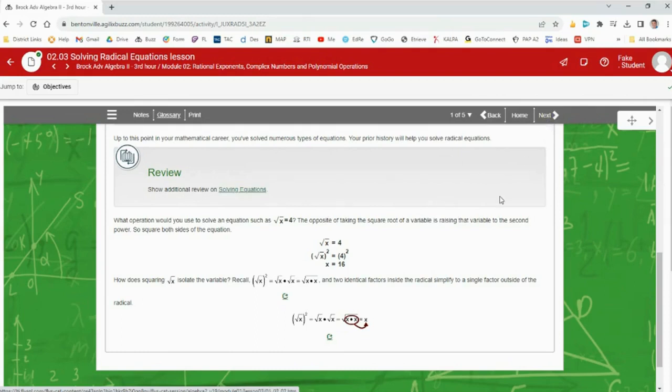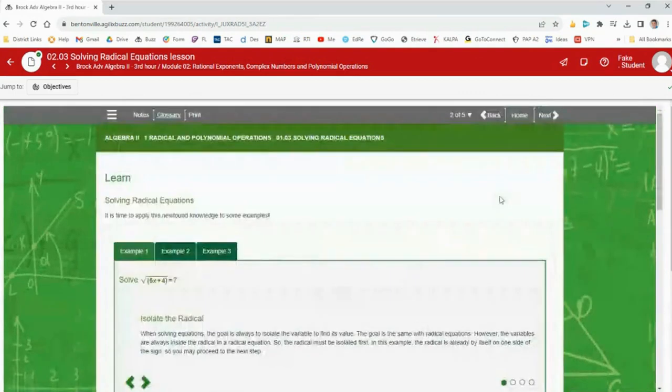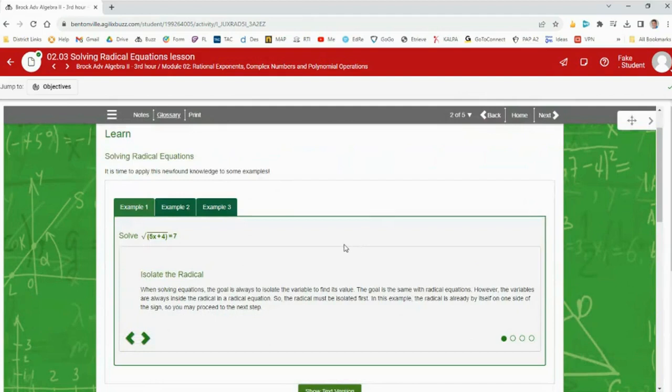All right, let's look at our lesson here. That was review information. Okay, so let's apply this knowledge to some examples. If we need to solve this equation, the square root of 5x plus 4 equals 7. I'm going to put this on paper so we can play with it. Okay, I'm going to put this up on the screen.